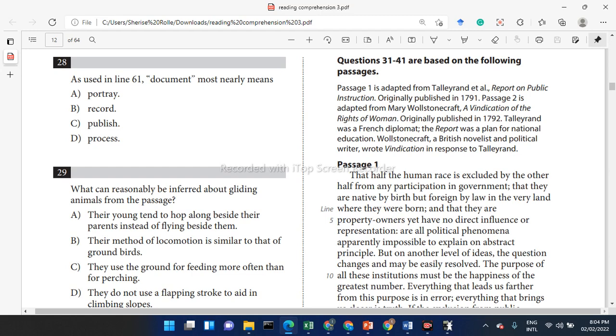Wollstonecraft, a British novelist and political writer, wrote Vindication in response to Talleyrand.